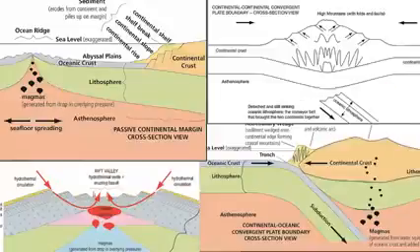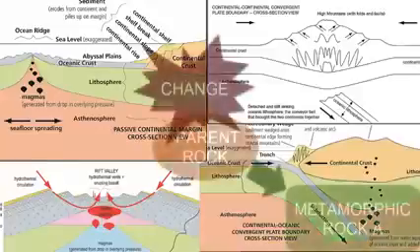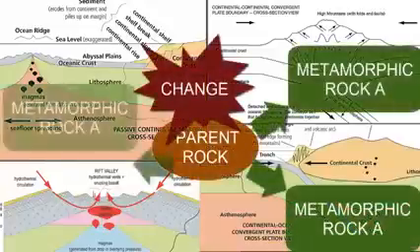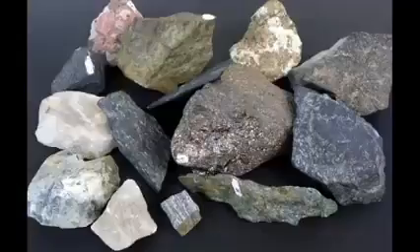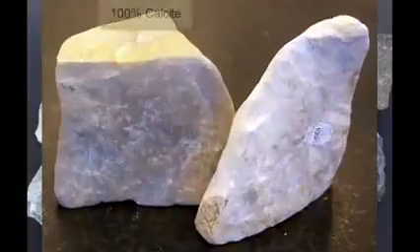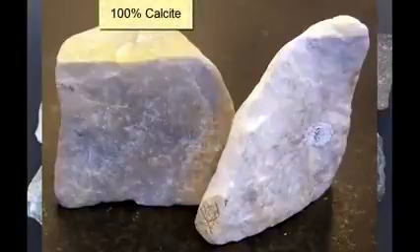For some parent rocks, the same metamorphic rock will form regardless of environment. In that case, studying the metamorphic rock will not give us any information on metamorphic setting, only the original parent rock material. For example, in this pile of metamorphic rocks, there is one that is made almost entirely of calcite, or a magnesium-rich related mineral known as dolomite.